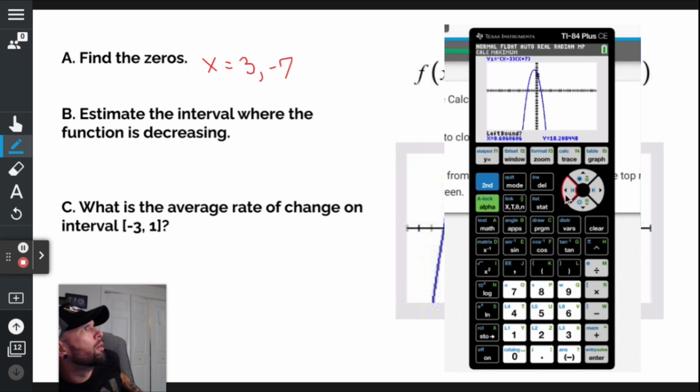And just like I did with the zeros, I need to make sure that my cursor is to the left of my maximum. So my maximum is up here. That's where things change. So my cursor is to the left of the maximum. I hit enter. I go to the right past my maximum and then hit enter again. It shows me an interval where my maximum should be. When it says guess, always hit enter.